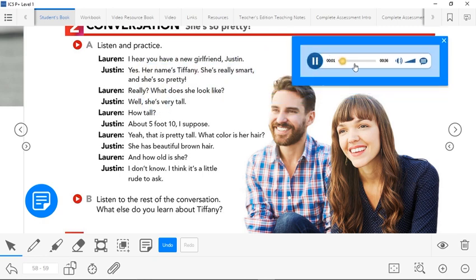Page 59, Exercise 2, Part B. Listen to the rest of the conversation. What else do you learn about Tiffany?